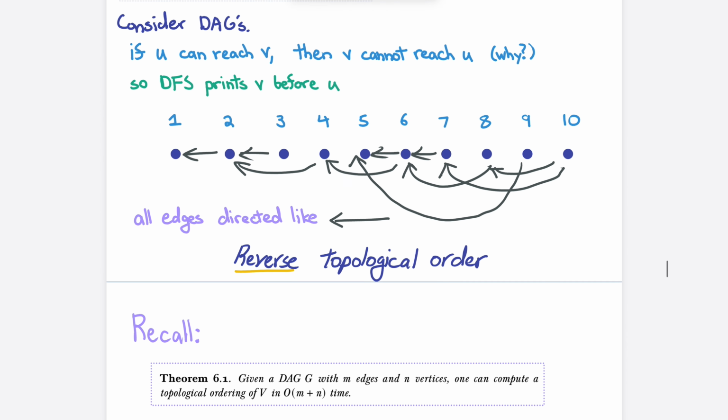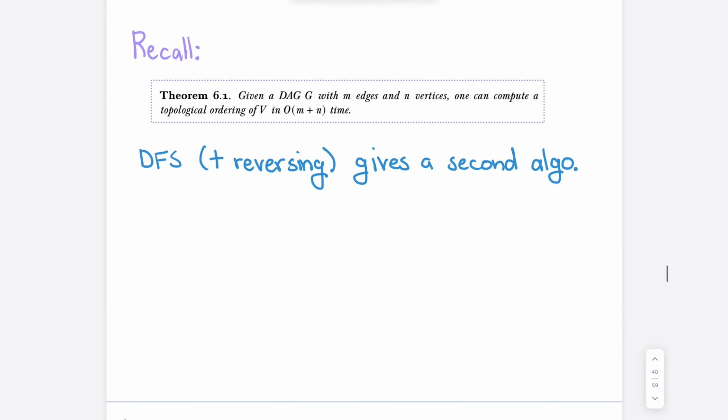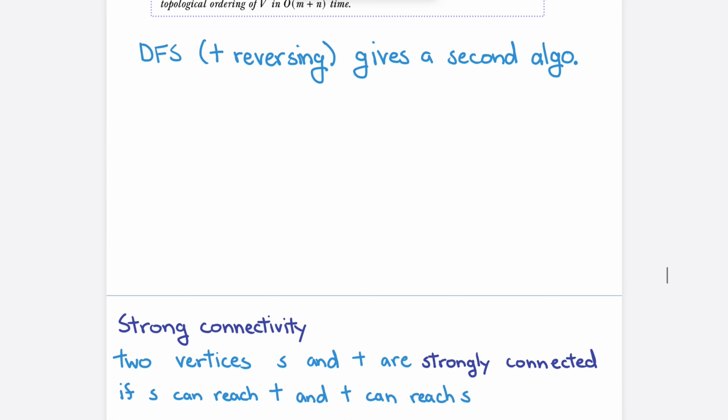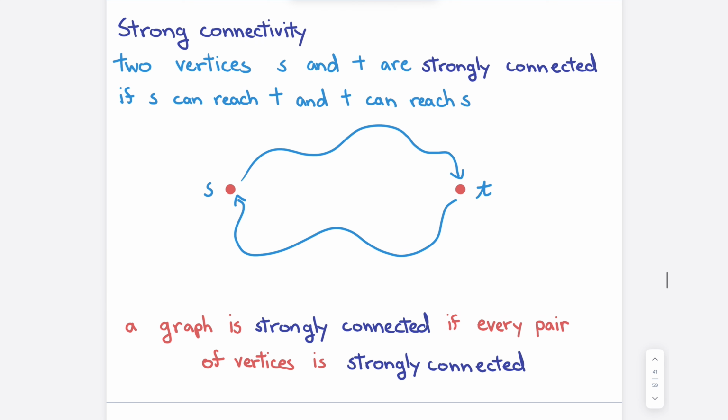Okay, good. That's fine. So DFS plus reversing either before or after will give you another linear time algorithm for topological ordering. A harder algorithm maybe, but another algorithm. Okay, good. So I think this brings us to kind of the last leg.